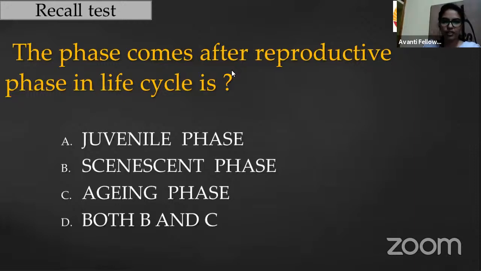Then let me share the results with you. So the results are something like this: 60% of people have chosen option B, 27% have chosen option B, and 13% have chosen option C. So actually this is a very easy question, but still people are getting confused. Well, whatever it is, I'm here to solve your queries. So let us discuss which is the actual answer for this question.